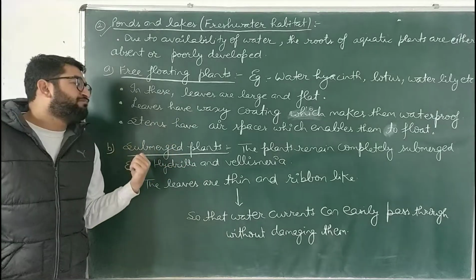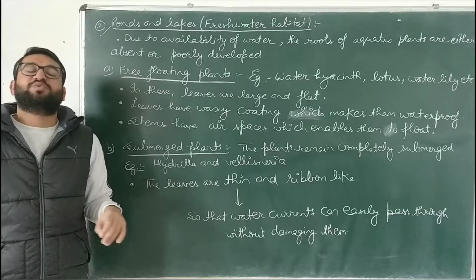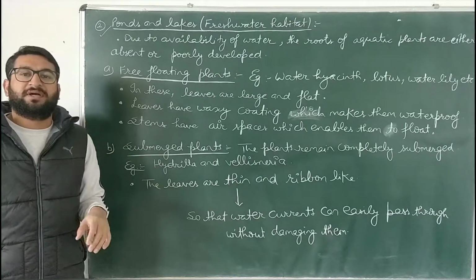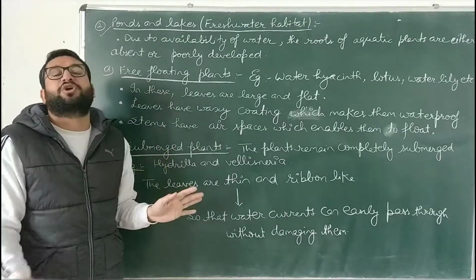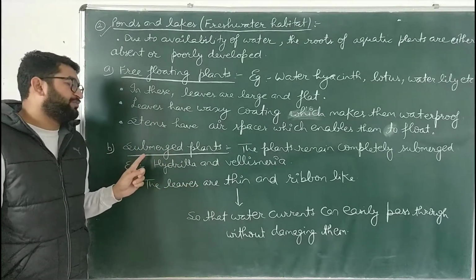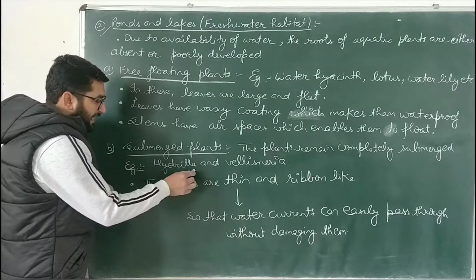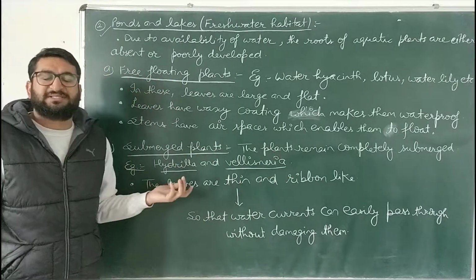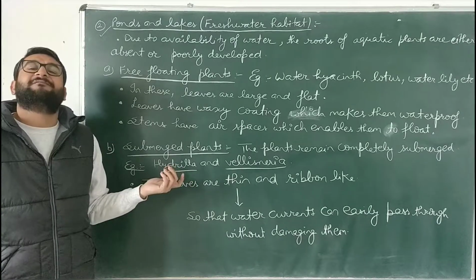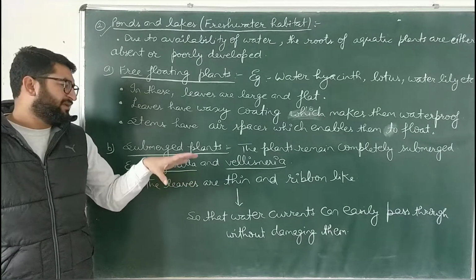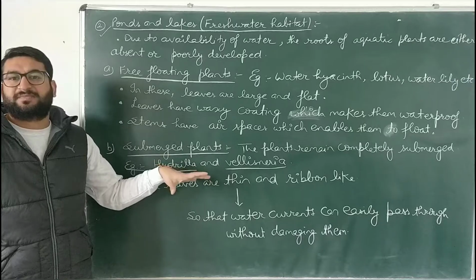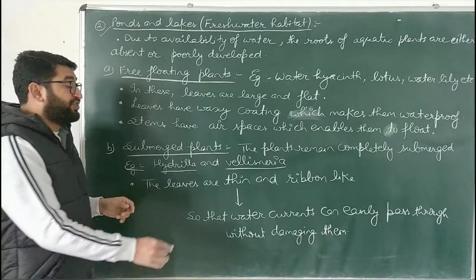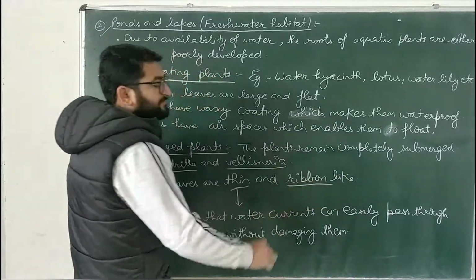Next, submerged plants. The plants which remain completely submerged in the water are referred to as submerged plants. Examples are Hydrilla and Vallisneria. These are the two example plants. They will remain completely submerged. One adaptation they have is that their leaves are thin and ribbon-like.